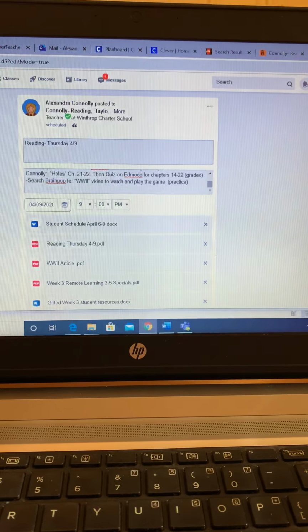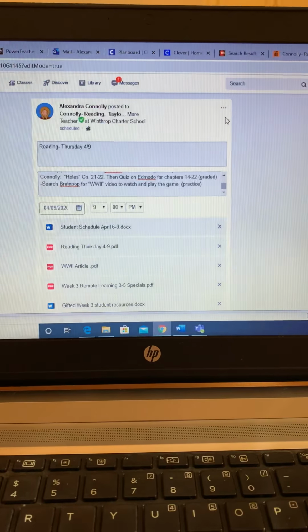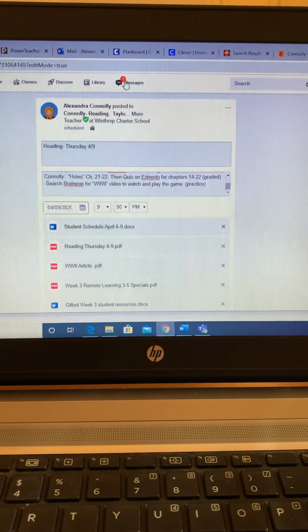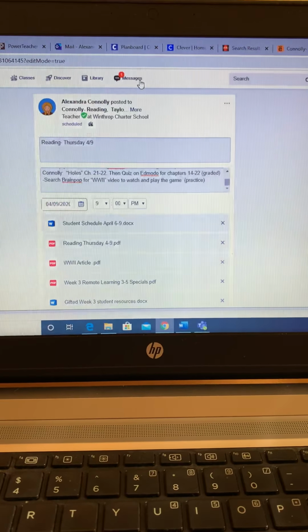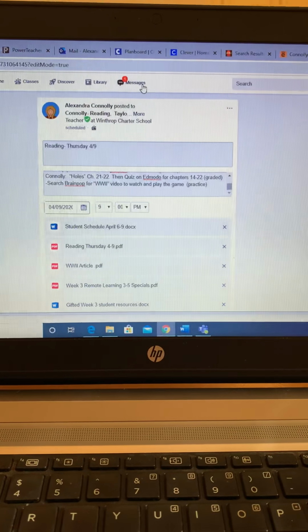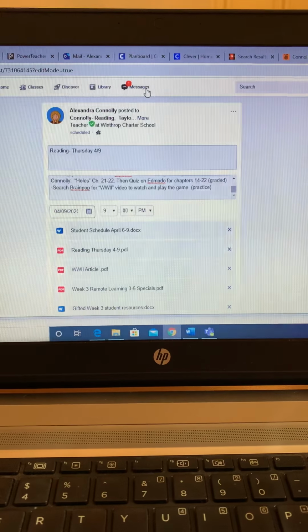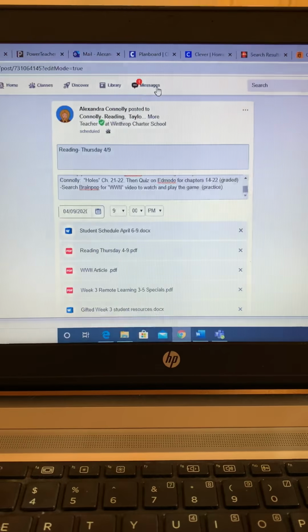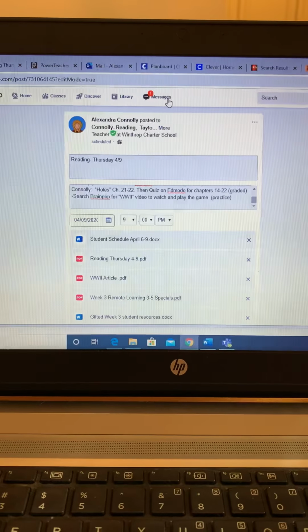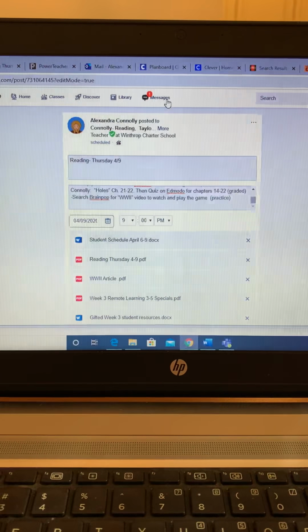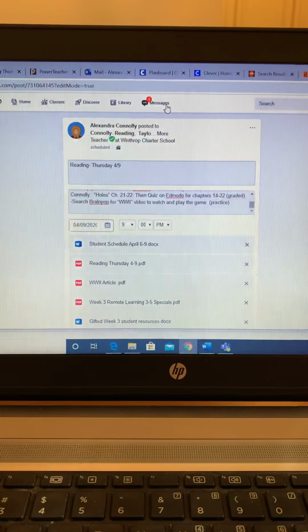All right, also something I want to point out, it's really important that you are checking your messages. My screen might look a little bit different than yours, but it's really important that you go into your direct messages to see if there's anything that you need to work on, any quiz that you forgot about, anything that you need to retake. So it's really important that you're checking your messages every single day.